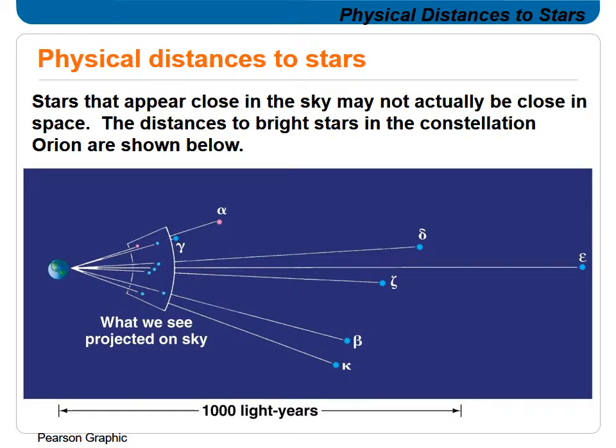The ancient Greeks, like Aristotle, thought that the stars were fixed in their positions on the celestial sphere. They believed they were all the same distance from Earth. However, stars that appear close in the sky may not actually be close in space. The distances to bright stars in the constellation Orion are shown below.